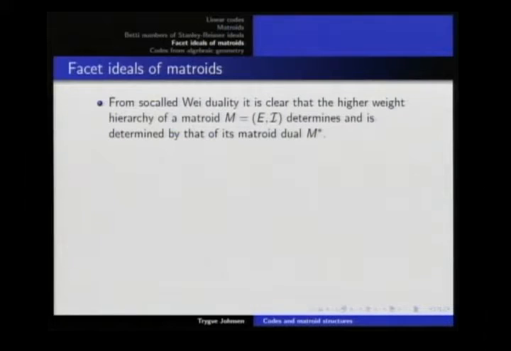But I don't know how you get the resolution and Betti numbers of the dual matroid, given that of the original matroid. That I don't know. Maybe some of you know, but I don't. But we get the higher weights for free if we know those of M.